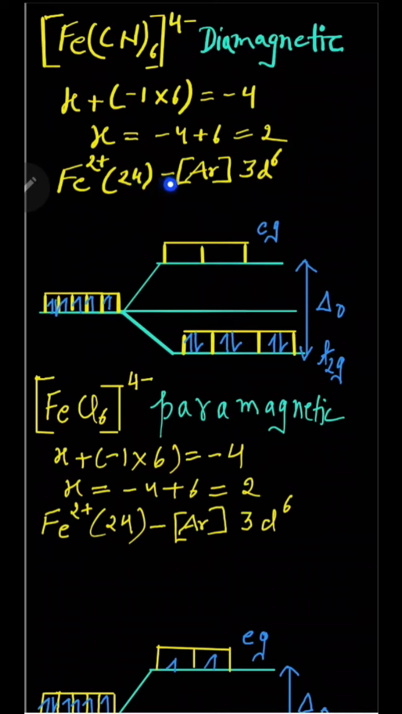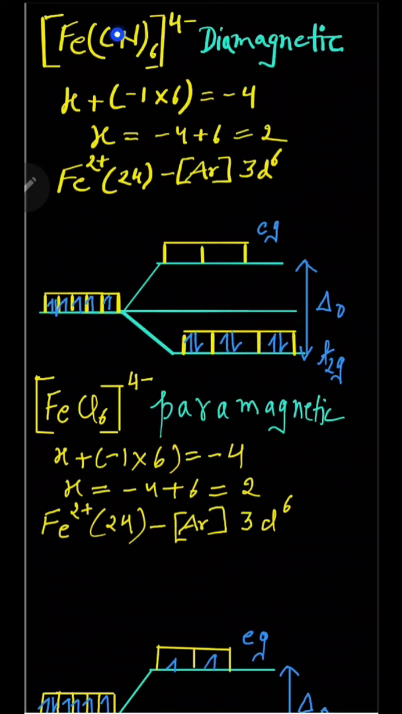If you write the electronic configuration of the 24 electrons, 18 are for argon, and then you are left with 6 electrons, and those 6 electrons will go into the 3d orbital. So it is 3d6, and you know it is an octahedral complex. When you do the crystal field splitting in octahedral complexes, the 5 orbitals will split in this manner, where Eg will have the higher energy while T2g has the lower energy.